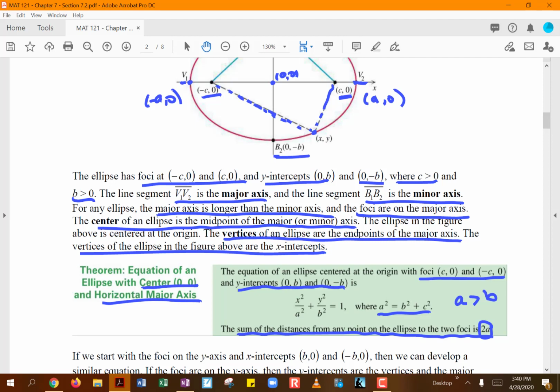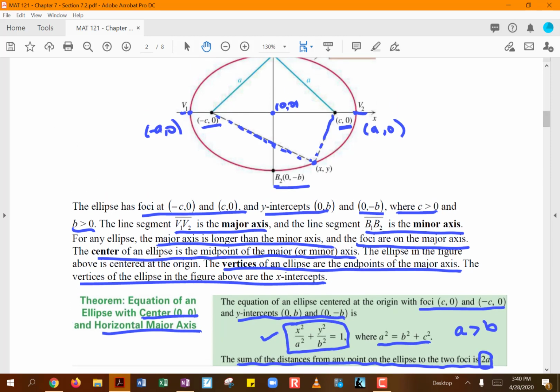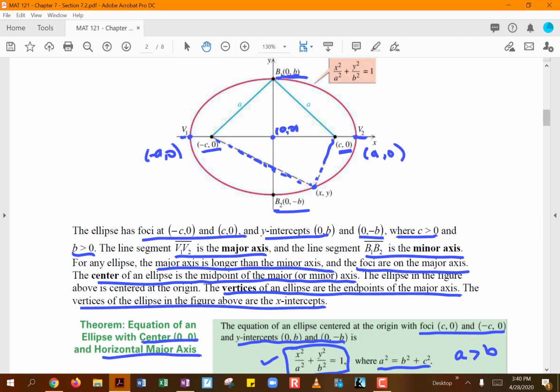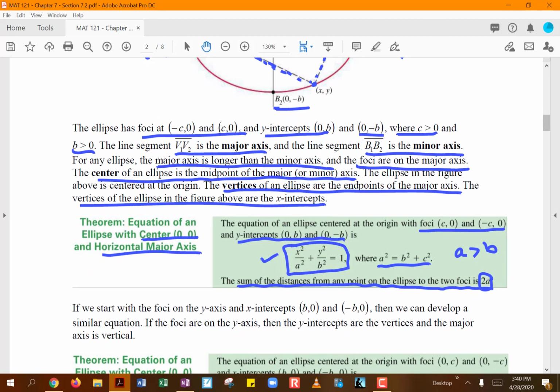So anytime you have an ellipse centered at (0, 0) with a horizontal major axis, this is going to be your equation: x squared over a squared plus y squared over b squared equals 1. And like I said, the value of a is going to be larger than the value of b, because a is coming from the vertices of your major axis, in this case where your x-intercepts are, and b is coming from your y-intercept, which is part of the minor axis, so those values are going to be smaller than the value of a.